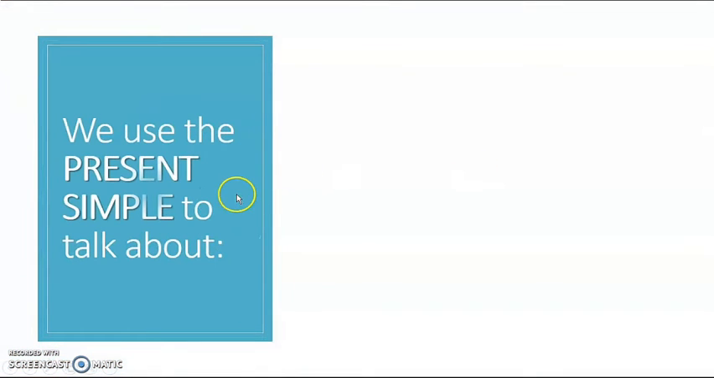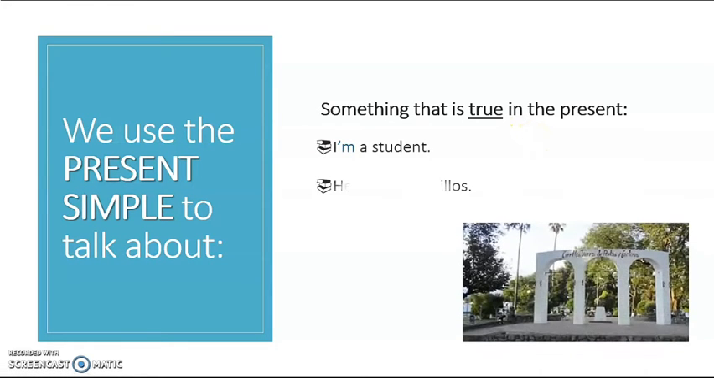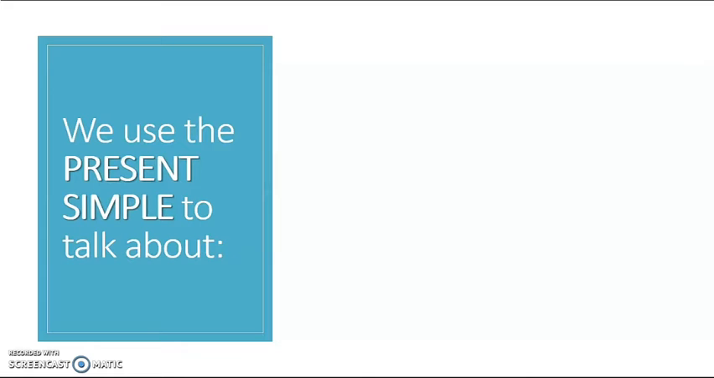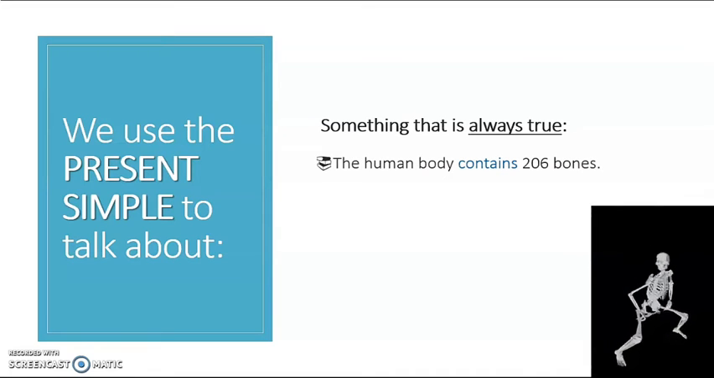We generally use the present simple to talk about something that is true in the present. For instance, I'm a student. He lives in Cerrillos. We can also use the present simple to talk about something that is always true, that is to say facts. The human body contains 206 bones, for example.